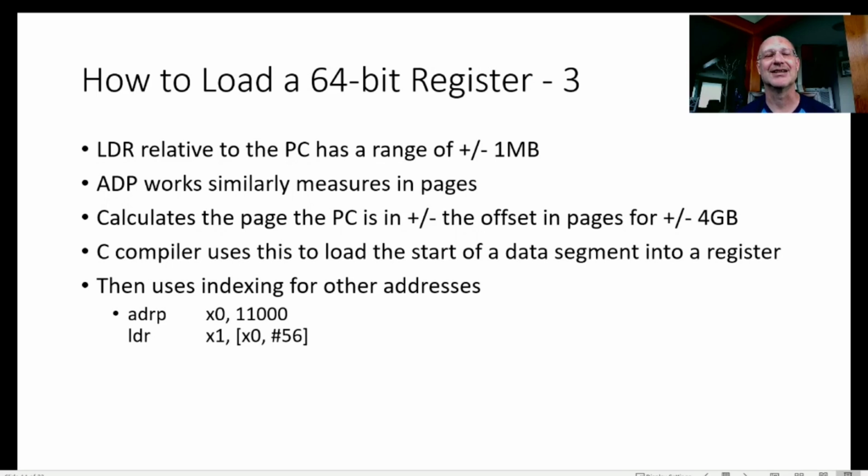The C compiler uses this to load the start of its data segment, and then it can access the elements in the data segment using offsets from this base register. So in a routine, it'll first load, for instance, X0 with the address of the start page of its data segment. This will be the page the program counter is in plus this value times 4K. Then it accesses the data using, say, X0 and then 56. This is an indexed addressing mode where it does an indirection from X0 plus 56. So that's another way that you can get at the data.